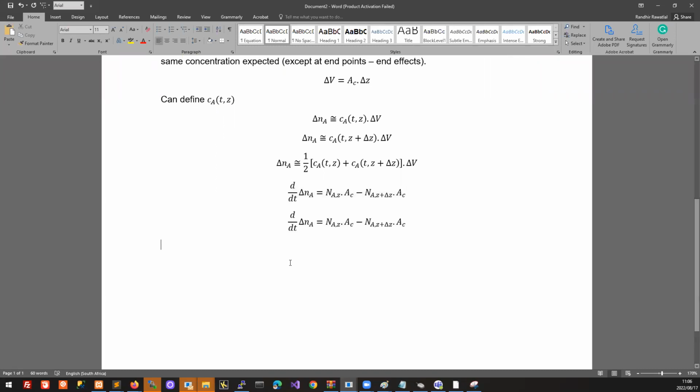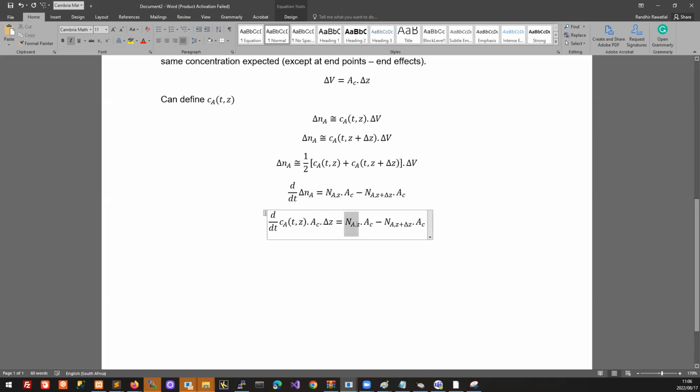First off, this delta NA we established up here is equal to this. So we can replace delta NA with this. And then this delta V we said up here is equal to this. So that delta V we can replace like so.